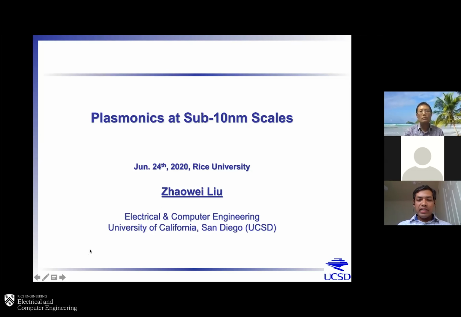So it's my pleasure to have Professor Zhaowei Liu here as our distinguished speaker. He will be talking about the plasmonics at sub-10 nanometer scale. Now the floor is open to Professor Liu.